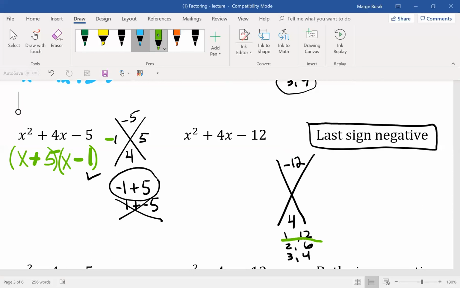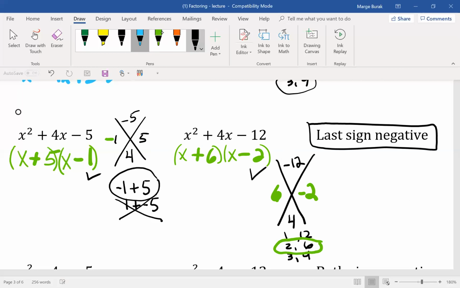It's right here. If I use a 2 and a 6, then 6 take away 2 gives me a positive 4. And 6 times negative 2 gives me a negative 12. And that is going to work. So let's go with x times x, and we had our 6 and 2, and we decided we'd put the minus on the 2 and the positive on the 6. And then we'll double check that, and it works.